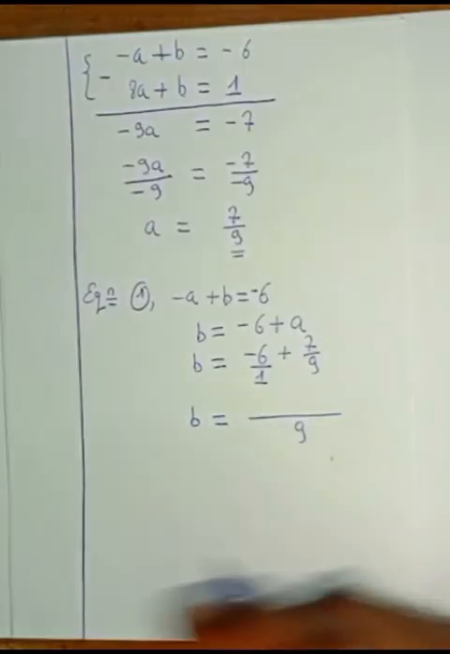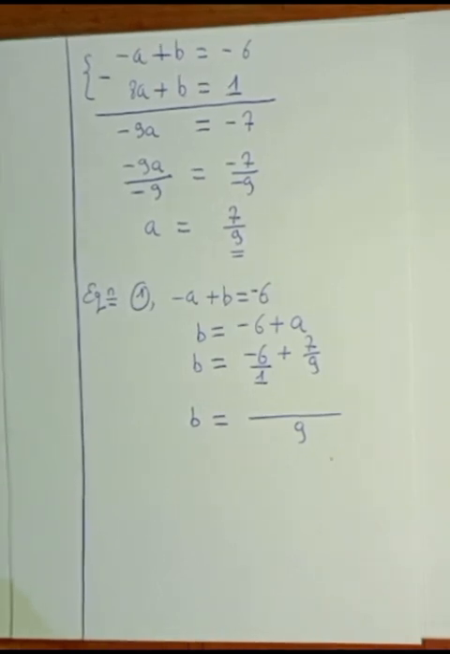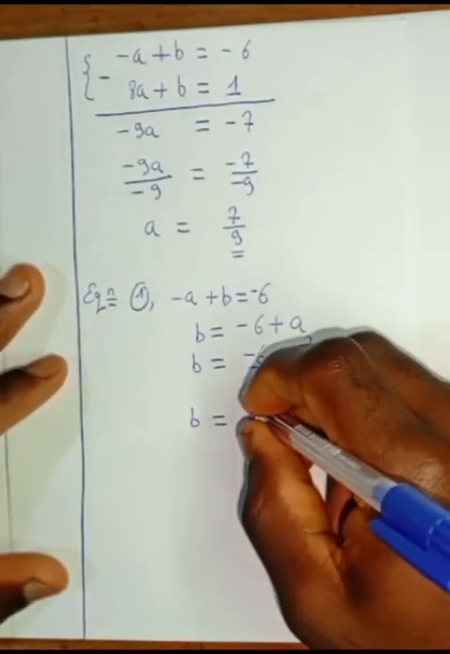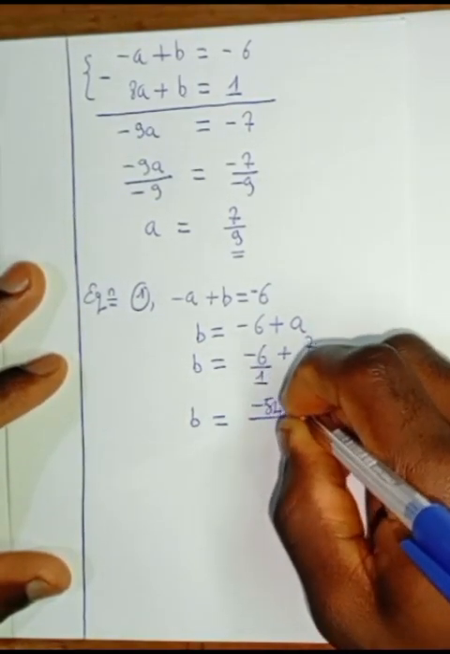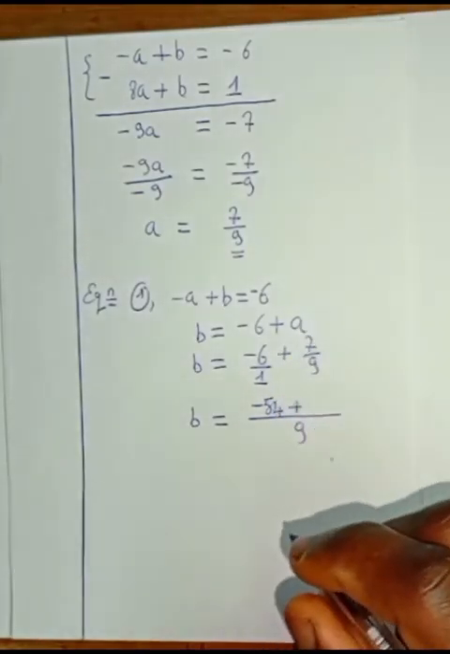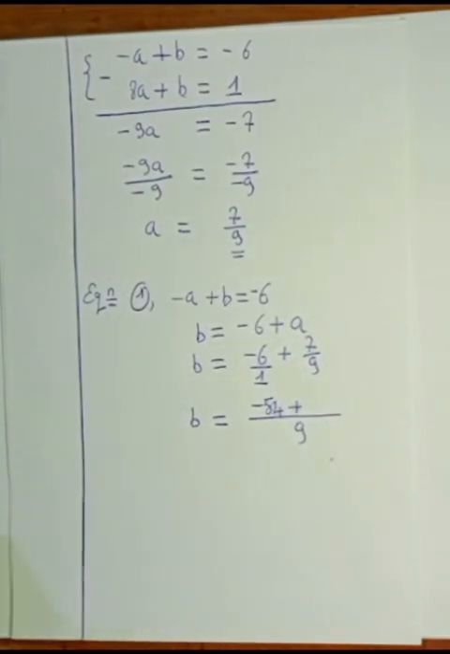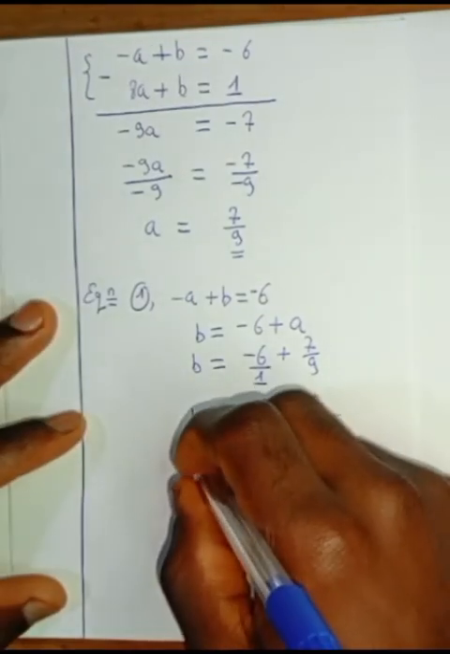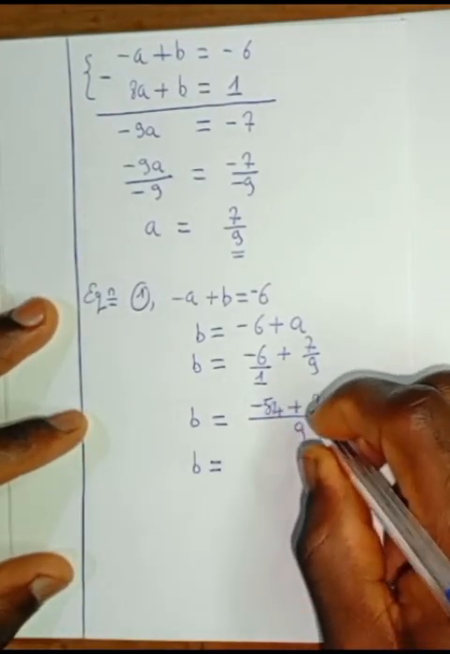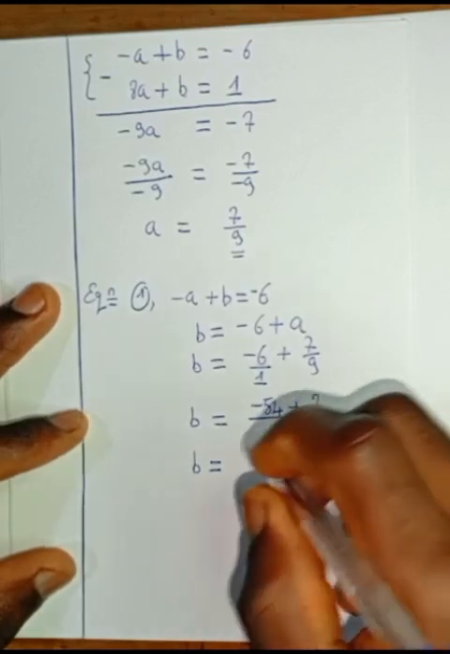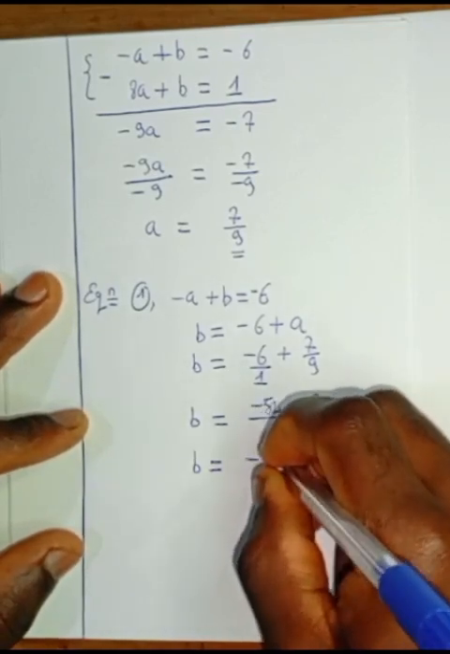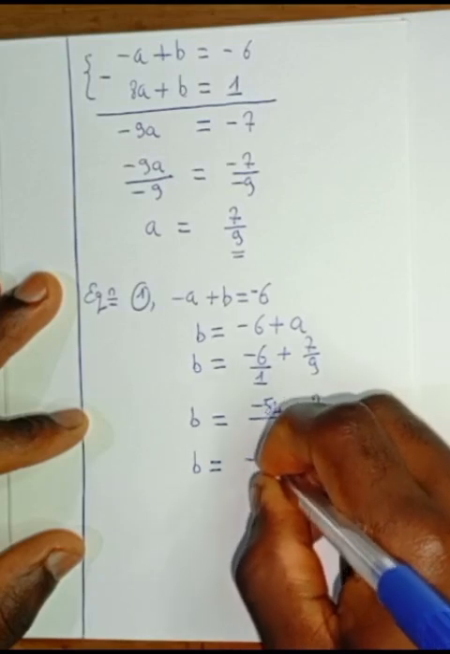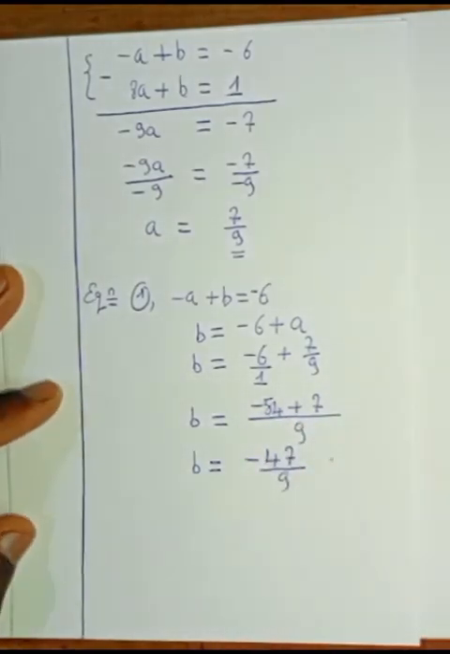it is simply 9. 9 divided by 1 remains 9. 9 times negative 6 gives us negative 54 plus 9 divided by 9 gives us 1. 1 times 7 is simply equal to 7. Write down 7. This will give us b to be equal to negative 54 plus 7 gives us negative 47 over 9. So this is the value of our b.